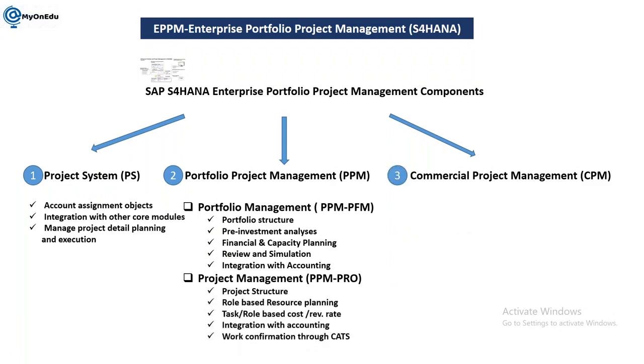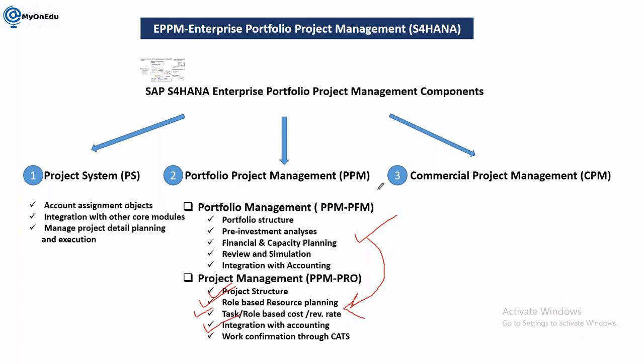In project management, whatever is approved as a proposal, you can execute here. This is a separate module, the PPM PRO component. It has the project structure. You can do role-based resource planning, and define task and role-based cost and revenue rates. You can calculate the cost and integrate with the accounting system.